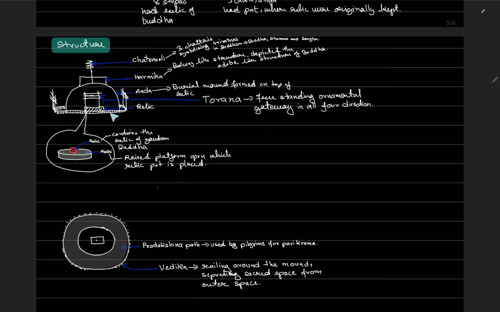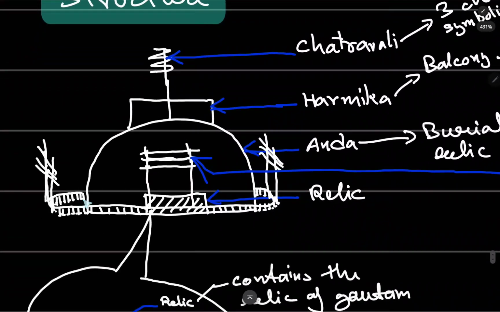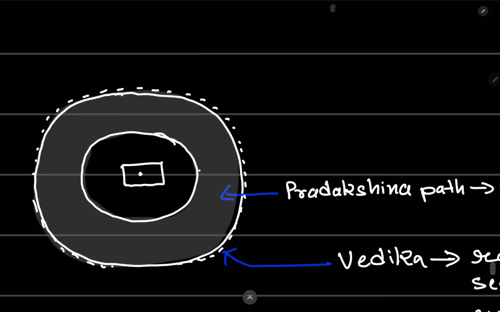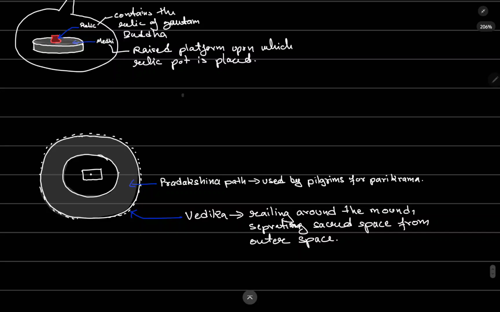The pathway outside this anda is the path used by pilgrims. You should be seeing it in this way. The path which you see right here is basically a circular path. This path is called the pradakshina. Over the pradakshina, pilgrims used to walk for parikrama.